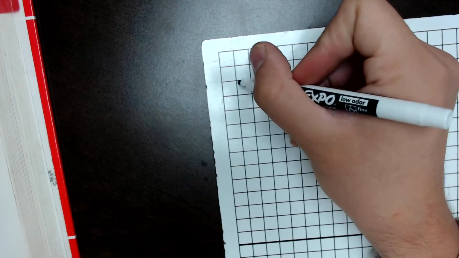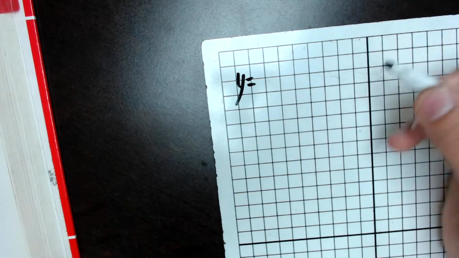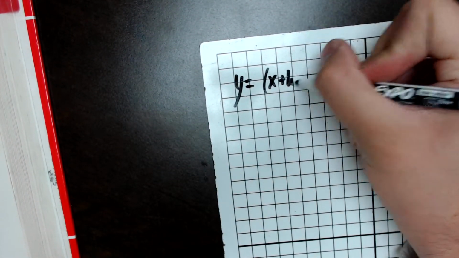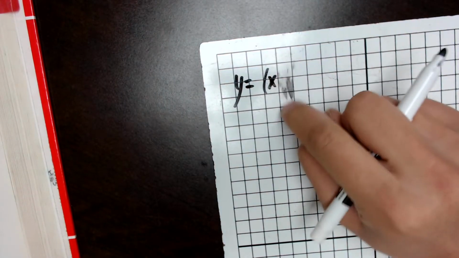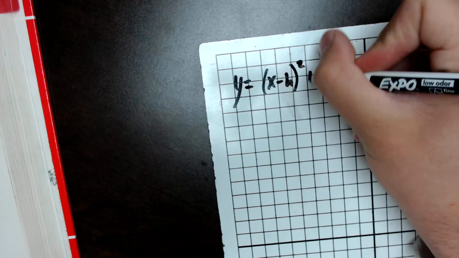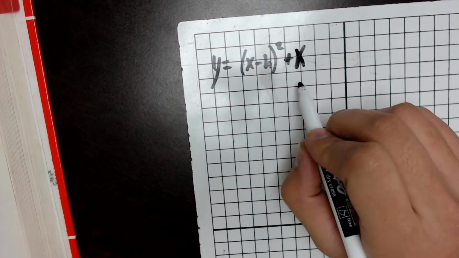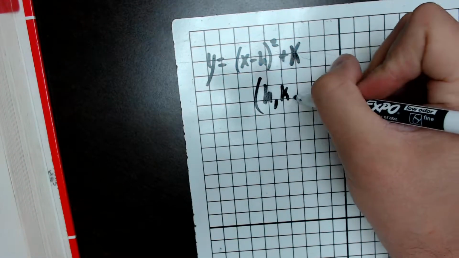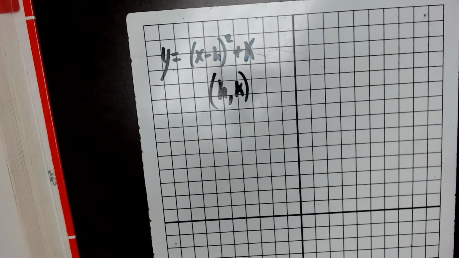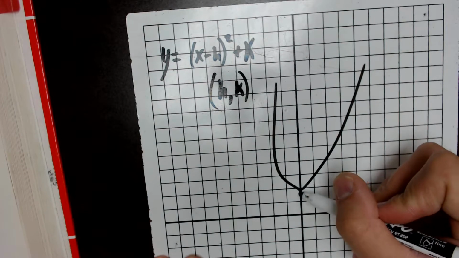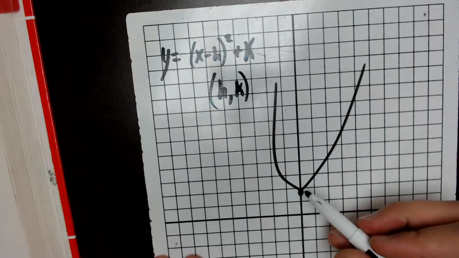So the general form, if we were to write it correctly, would be y equals x minus h, squared, plus k. All right, now what are h and k? H and k, or h comma k, are the x and y coordinates of the vertex for our parabola. If you remember, the vertex, I said, was the starting point, either the lowest point or the highest point. So that would be the vertex.